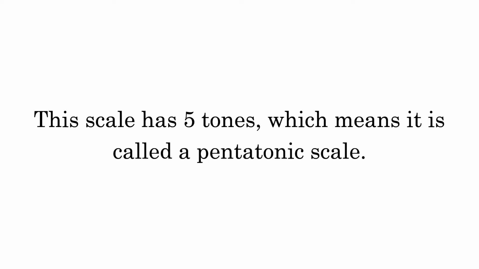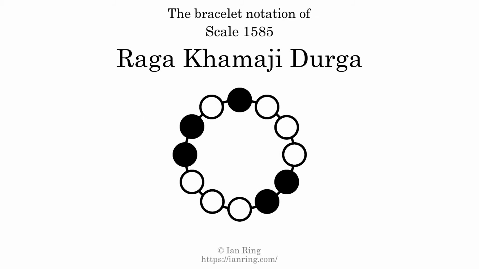This scale has 5 tones, which means it is called a pentatonic scale. This is a bracelet notation diagram of scale 1585. The shaded circles represent tones that appear in the scale, and they are read clockwise, starting at the top.